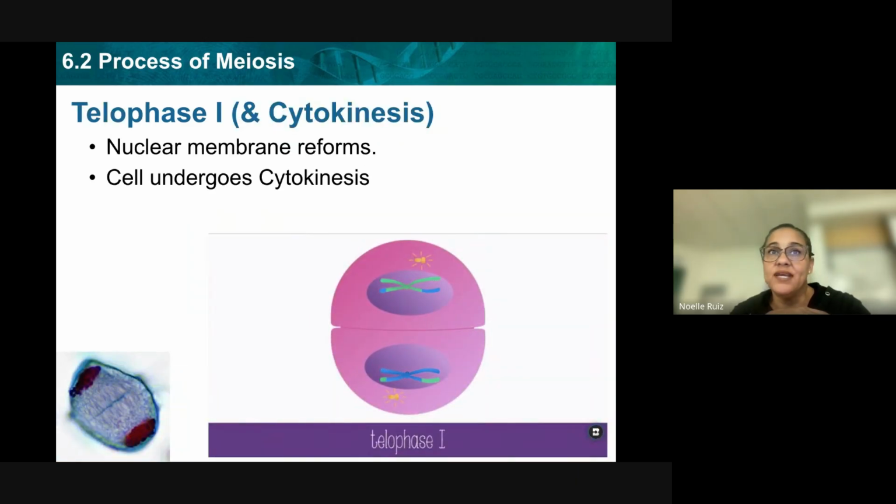And then telophase 1 and cytokinesis. The nuclear membrane reforms, the cell undergoes cytokinesis, and the chromosomes relax, so you can't see the X structures really anymore. But under the microscope, you can see that line right there is the new cell membrane forming as the cell splits into two. So during telophase, it's a really long cell. And then cytokinesis is when the cell actually splits.